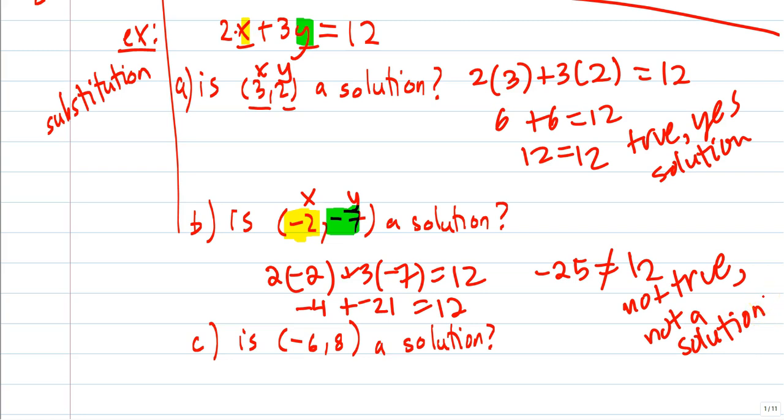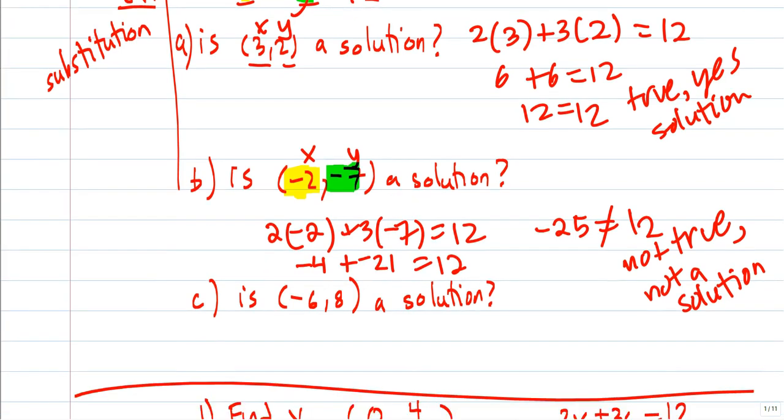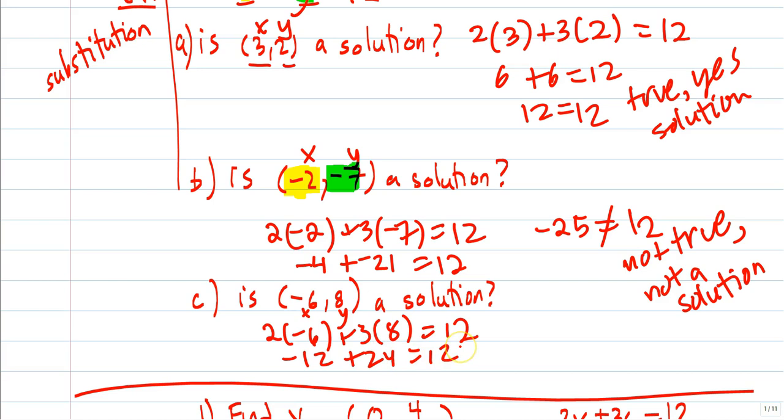So there will be some points that are true. Well, was there only one solution to this ever, right? Let's try another one. 2 times negative 6, the x, plus 3 times the y of 8 should be 12. Is negative 12 plus 24 equal to 12? 12 equals 12. That is true, so it is a solution. This point is one of the possible combinations of x and y that would give us the number 12.